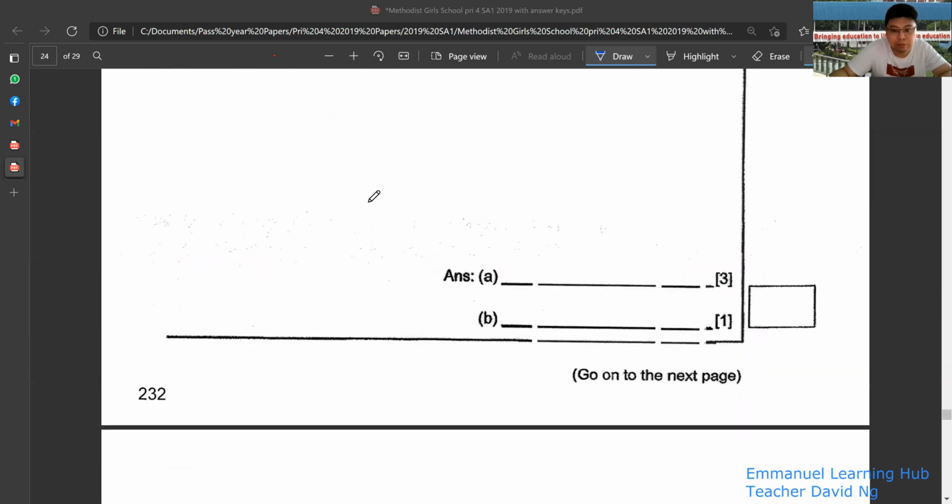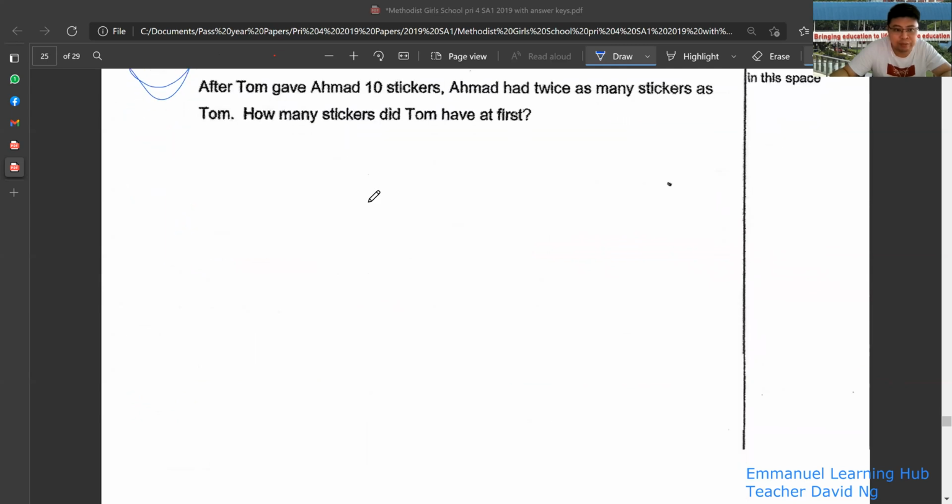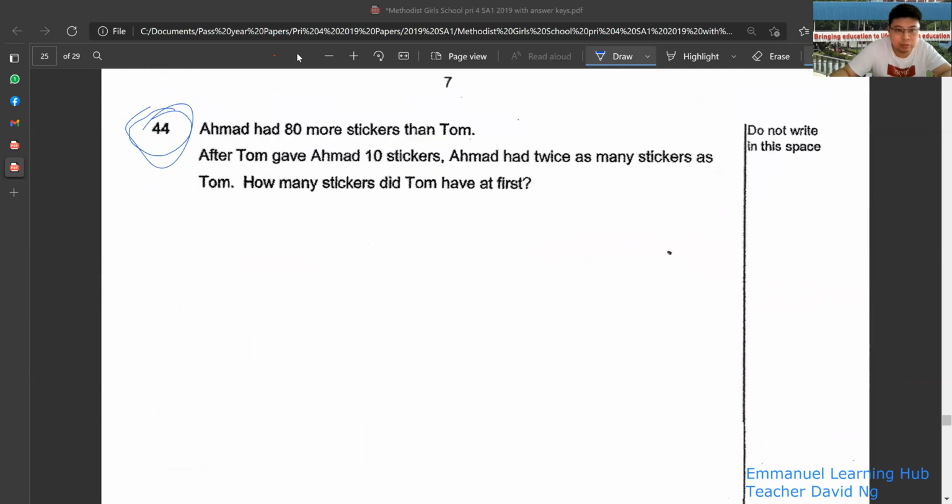Okay. Last question. Ahmad had 80 more stickers than Tom. After Tom gave Ahmad 10 stickers, Ahmad had twice as many stickers as Tom. How many stickers did Tom have at first? This kind of question, what must you do?